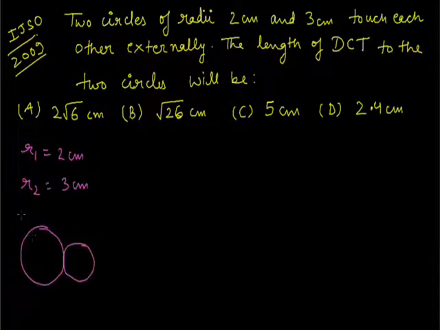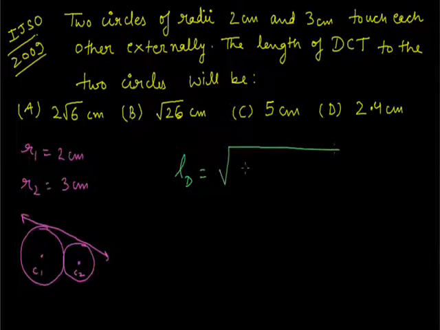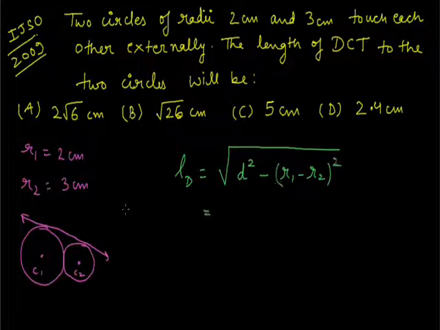If the circles touch externally, then the direct common tangent will be like this. Now we know how to find the length of direct common tangent, so we can apply the formula. The length of the direct common tangent, that is LD, is under root of D square minus R1 minus R2 whole square. So you can calculate by putting the values inside the formula.